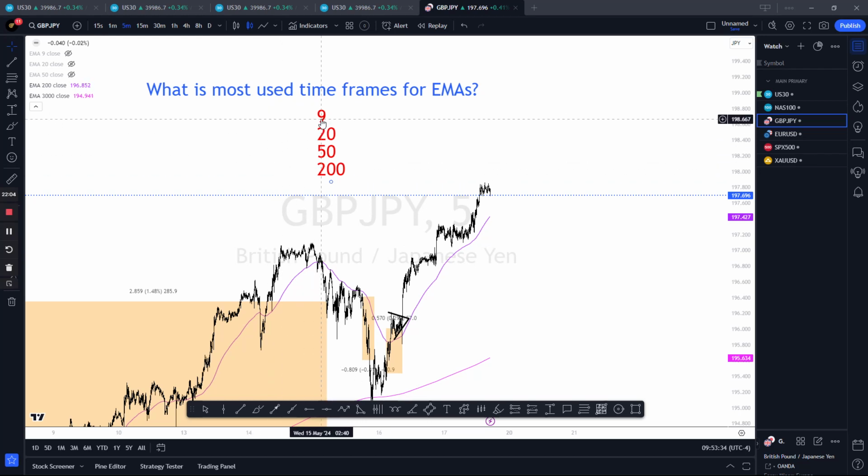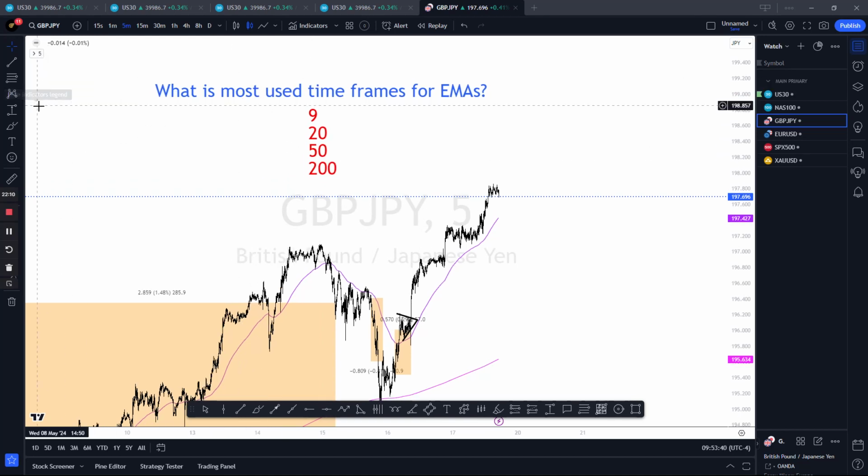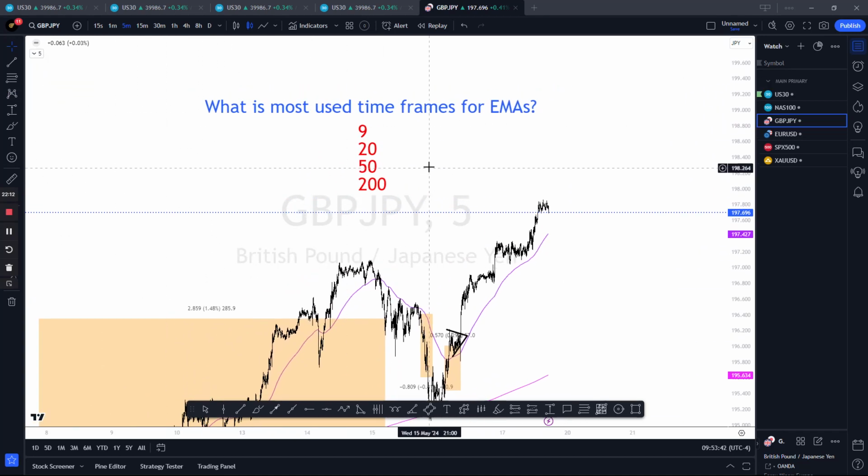But use the 9, 20, 50, and 200 EMA in your system. And I think that would be pretty effective in whatever system you're trading. There are other values that work, but in my opinion and based on my research, these work the best. Obviously, these are much faster on the lower ends.